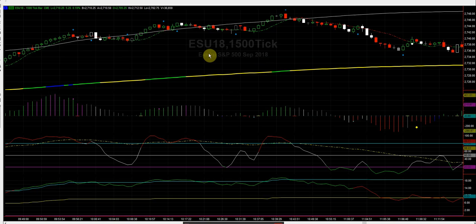Okay, let's look at the daily money-making setups on the S&P E-mini for June 27th here using the 1500 tick bar chart. If you're not familiar with this screen, it's from processtrading.com and the right edge trading system.